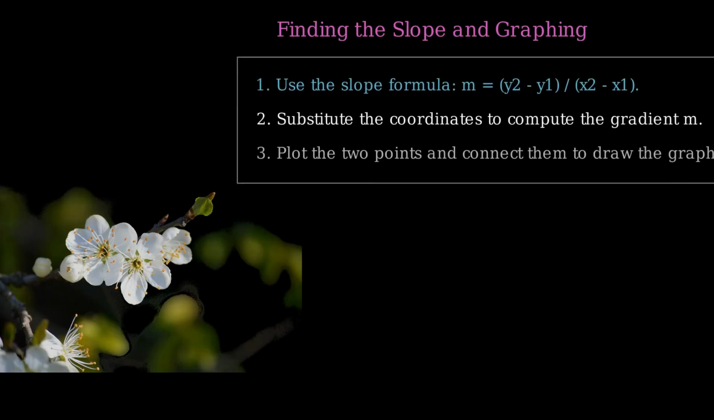To find the slope of a line passing through 2 points, we use the standard slope formula m equals y2 minus y1 over x2 minus x1. Simply substitute the given coordinates into this algebraic expression. Once we find the slope, we can easily draw the graph by plotting the 2 points and joining them up with a straight line.